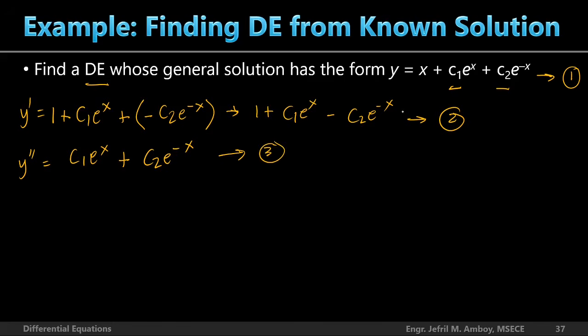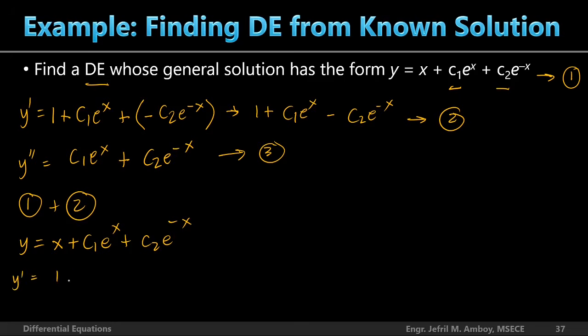Okay. If we add equation 1 and equation 2, this term, c2, will vanish. So, I add equations 1 and 2. I just copy y equals x plus c1 e raised to x and then plus c2 e raised to negative x. And then I copy equation 2: y prime equals 1 plus c1 e raised to x minus c2 e raised to negative x. Okay, so adding these two equations, I will add them.